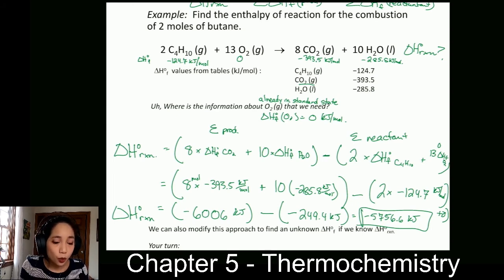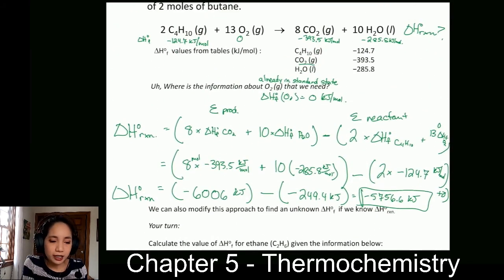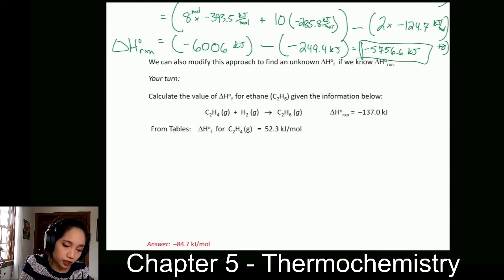All right, so let's do one more example, the last slide, where we use the same Hess's law strategy, but it's just a little different. We can modify this approach to actually calculate an unknown delta H of formation value as long as we're given the delta H of reaction. In this particular question, we were given all the delta H values and we calculated delta H of reaction. But what if I gave you the delta H of reaction, and you calculated one of these values that was missing? That's essentially what this question is saying.